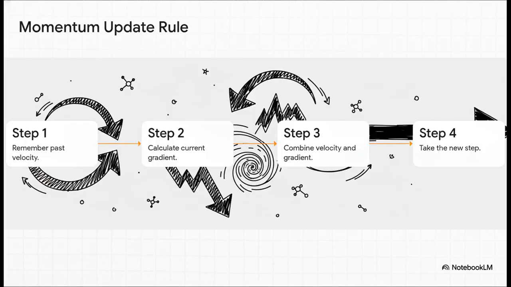So the key takeaway here is that updating our position is now a two-part thing. We're not just looking at the slope right underneath us anymore, we're also looking at the direction we were just going, our velocity, and we combine those two things together. This simple change makes our journey down that loss landscape way more stable, and usually a whole lot faster.